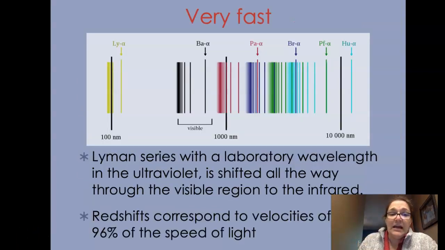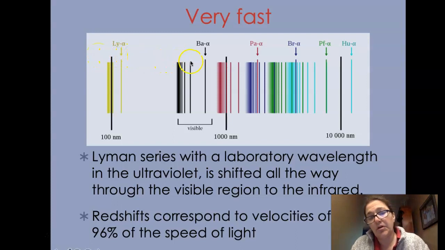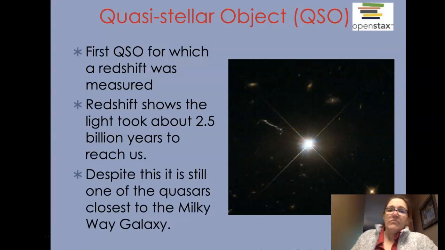So the Lyman lines that normally are way down here in the ultraviolet were shifted through the visible all the way into the infrared region. And so that amount of redshift would suggest velocities around 96% of the speed of light. And so everyone just absolutely was astounded. So instead of quasar, scientists called them quasi-stellar object, QSO.